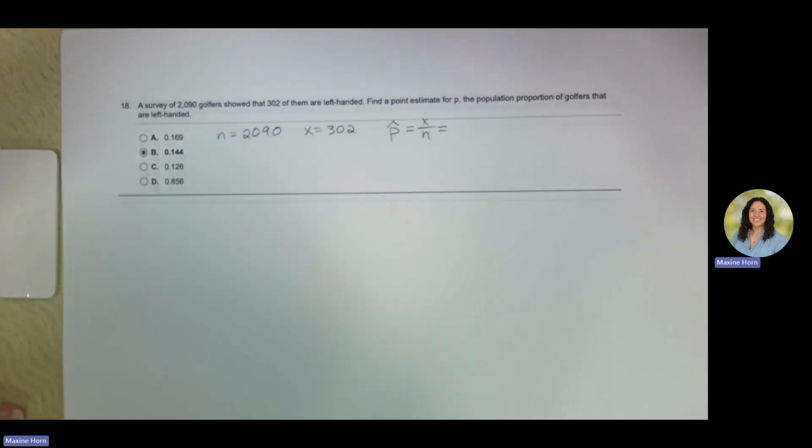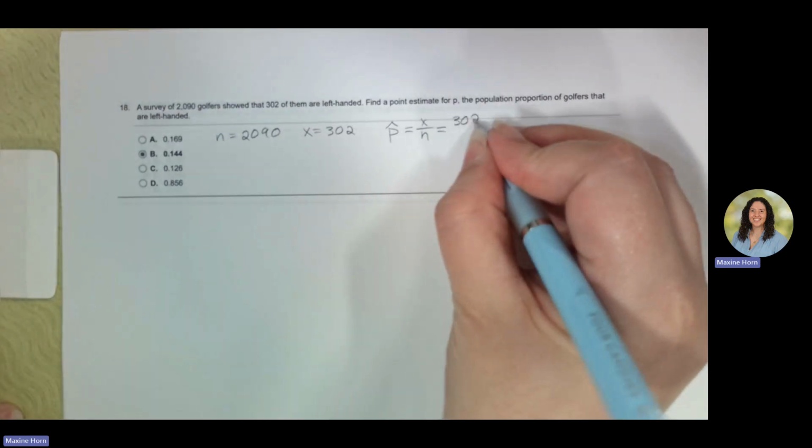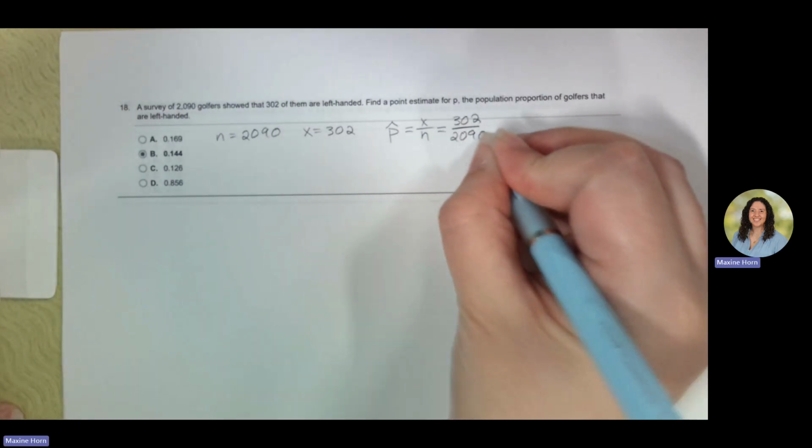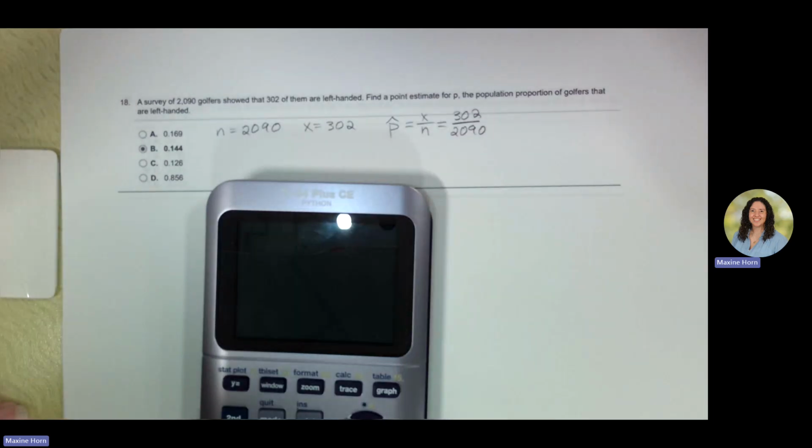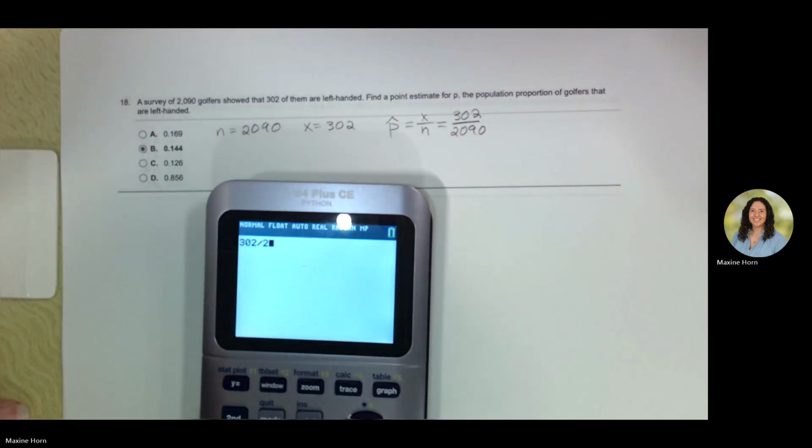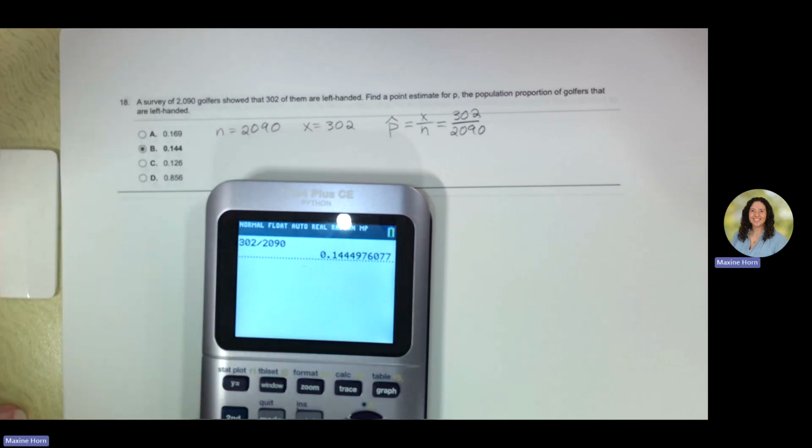So we're going to do X over N. So we have 302 over 2090, and we just plug that in. And then we round to the number of decimals that they have. Okay.